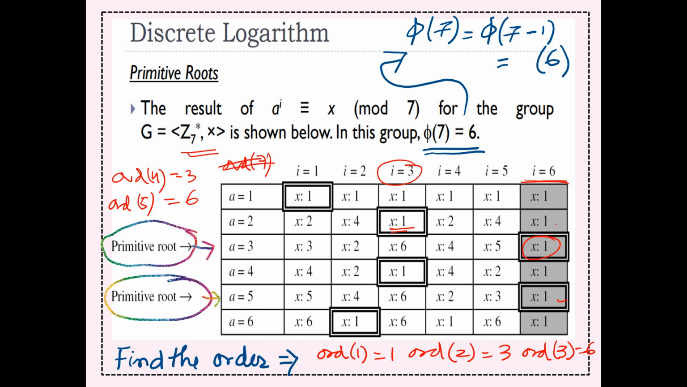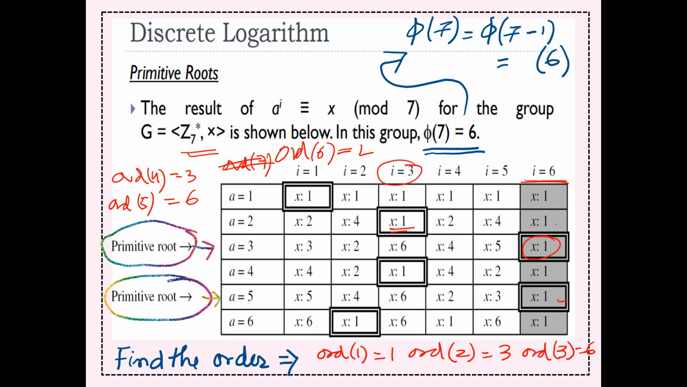So 1, 2, 3, 4, 5. Order of 6 should be 2. Now if I observe over here, what will phi n be? The phi n has been calculated as 6. So here, at least there exist 2 elements whose order matches phi n. Hence, we will say 3 and 5 are the 2 primitive roots of the particular set.